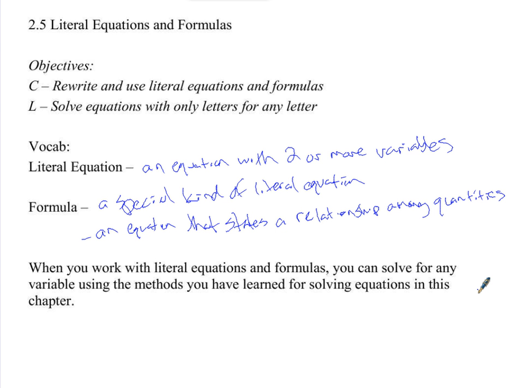That's using the addition and subtraction, multiplication, and division properties of equality. Using the distributive property. Combining like terms. All of those things that we've done in the first 4 sections still apply here. Just now you're looking at letters and numbers instead of just one letter and a bunch of numbers.